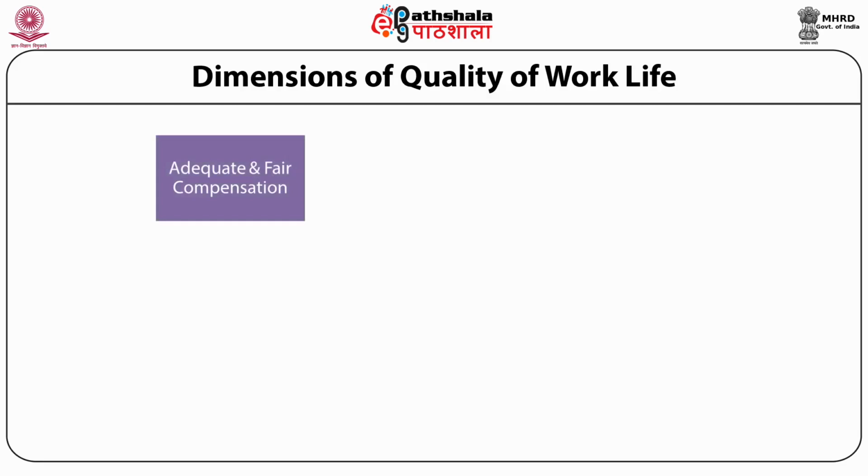First is adequate and fair compensation. There should be a just and equitable balance between effort and reward. The compensation should help the employee in maintaining a socially desirable standard of living and should be comparable to the pay for similar work elsewhere. Factors considered for determining such compensation are the ability of the organization to pay, demand and supply of labor, cost of living, productivity of labor, job evaluations, etc.